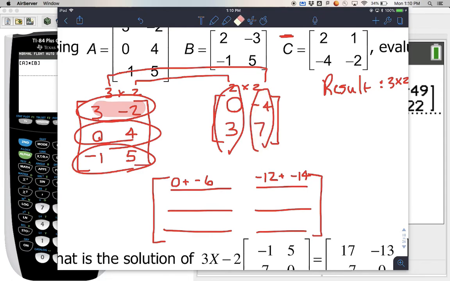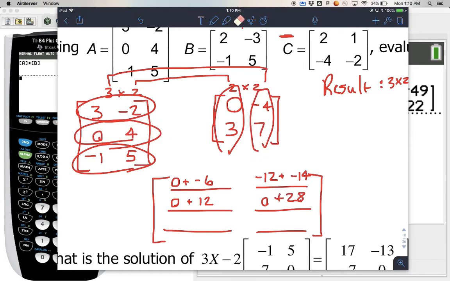Next, here we're going to go middle row, and then left column right there. So 0 times 0 is 0. That's easy. And then 4 times 3 will be 12. Next let's do the middle row, right column. So 0 times anything is 0. That's nice. And then 4 times 7, that'll be plus 28.